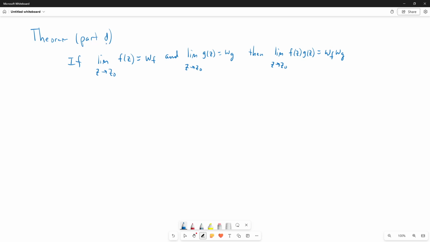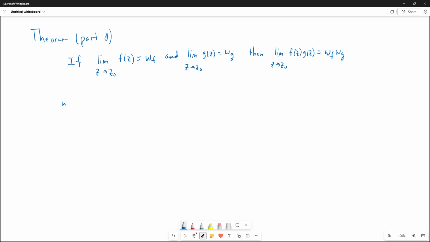We would like to prove part D of the theorem, which says the limit of a product is the product of the limits. So if the limit of f of z is wf and the limit of g of z is wg, then the limit of f times g is wf times wg. A very natural result, and we're going to use the definition of limit to prove it.